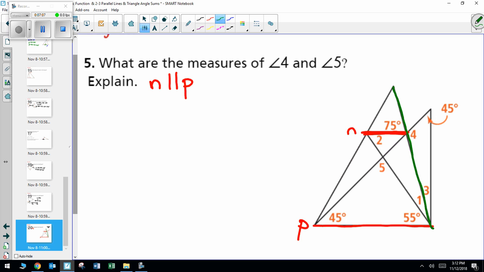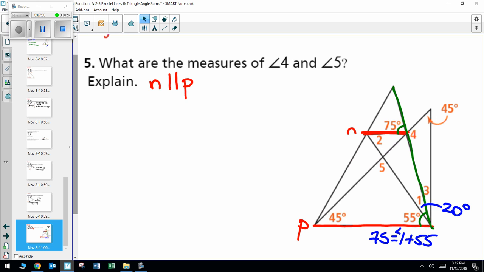which creates corresponding angles with 1 and 55 and 75. And that tells me, since 75 is equal to angle 1 plus 55, angle 1 has to be 20 degrees. Now, if angle 1 is 20 degrees, I can also find angle 2 using those parallel lines.